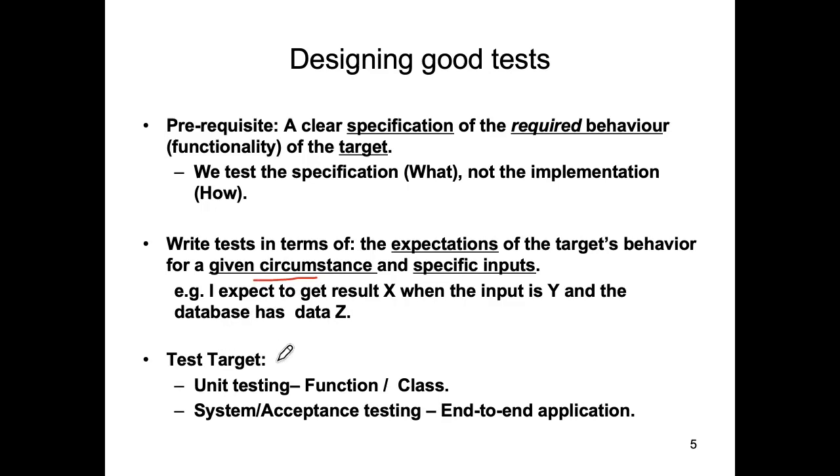Some terminology. We often talk about the test target, or the target of our tests. The target depends on whether you're doing unit testing, integration testing, system testing, or whatever level of testing. If you're doing unit testing, then the target is the actual unit of application code, whether that be a function or a class. If you're doing system testing, then the target is the entire application itself. So the target is the application source code that you're currently doing automated testing on.